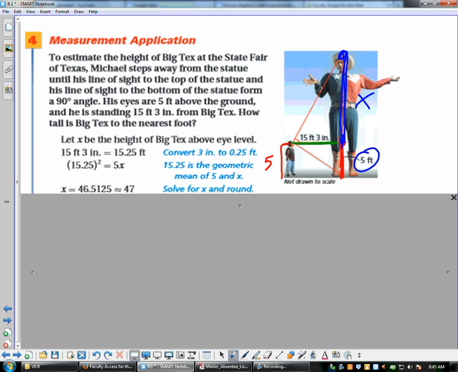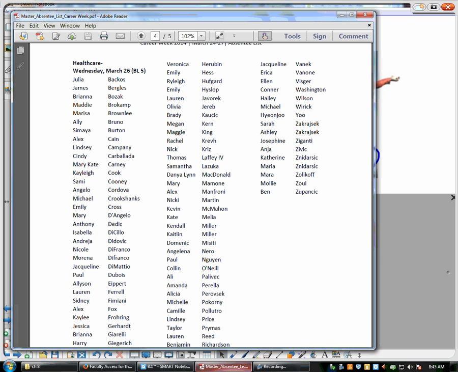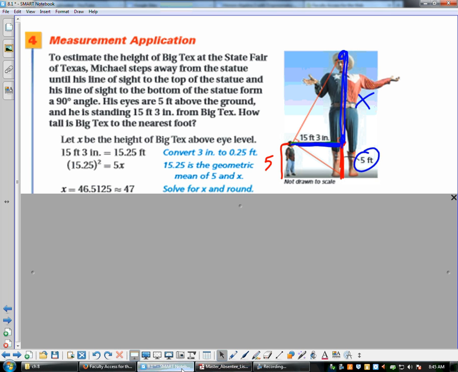They're saying this 15 feet 3 inches is going to be the geometric mean. Actually, let's convert to inches. We could convert to feet too if you like. Which would you prefer? Inches? So 15 times 12 is 180, so it's 183. All right, so 183 is the geometric mean. So I'm putting 183 here and here.